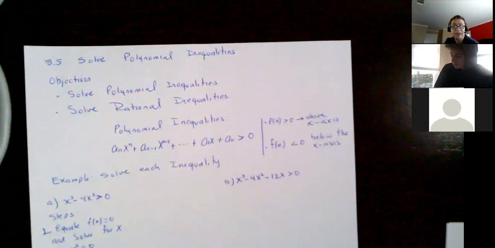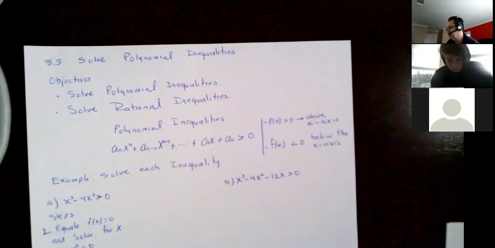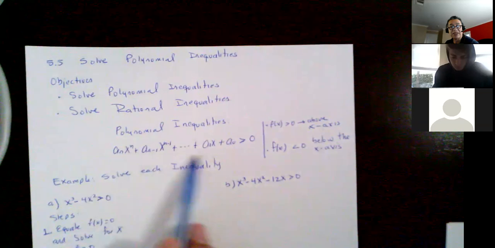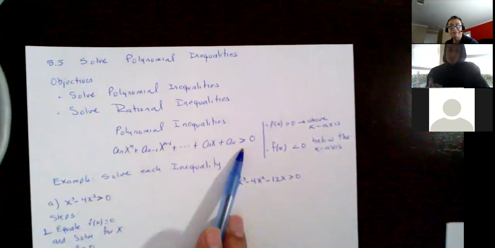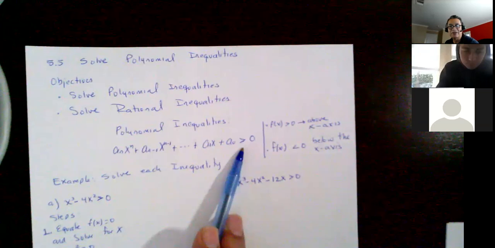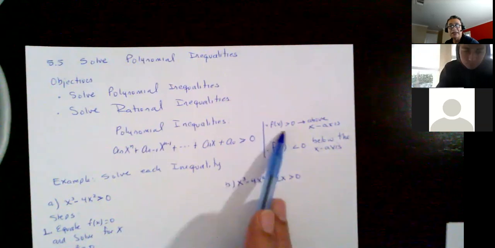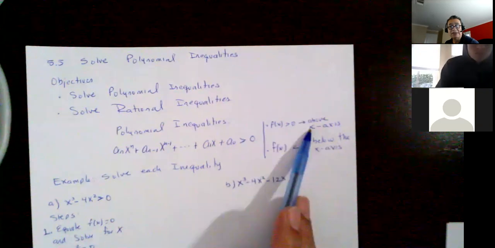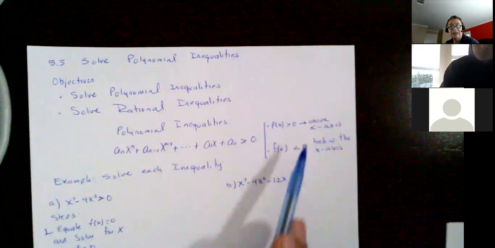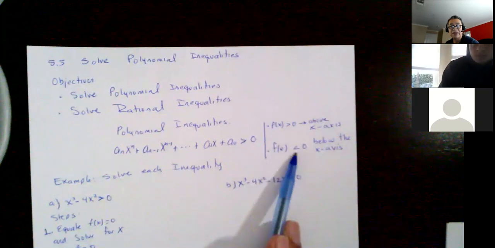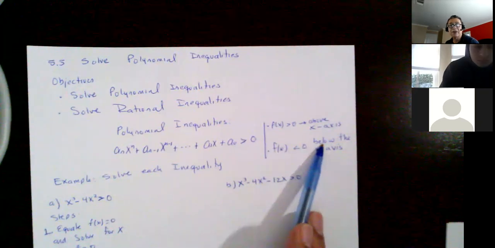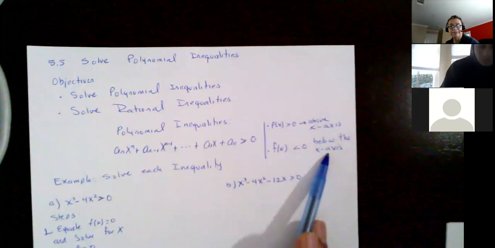Exactly the same idea. This is the polynomial that is given. It might be greater than 0, less than 0, greater than or equal to 0. So if f of x is greater than 0, then the solution is going to be above the x-axis. If it is less than 0, or less than or equal to 0, the solution is going to be below the x-axis. So let's give it a try. Let's remember what we did.